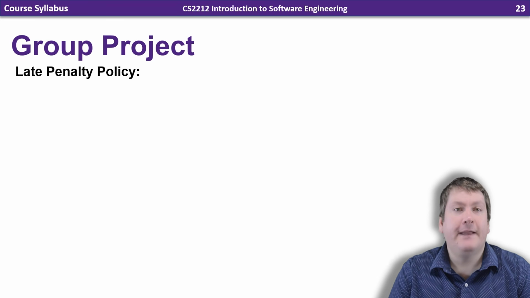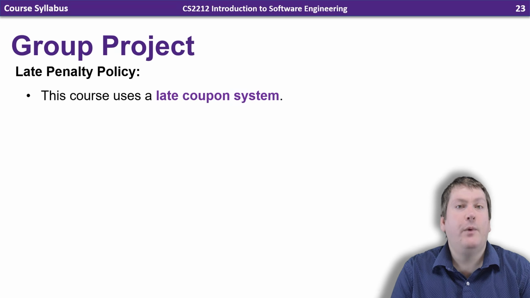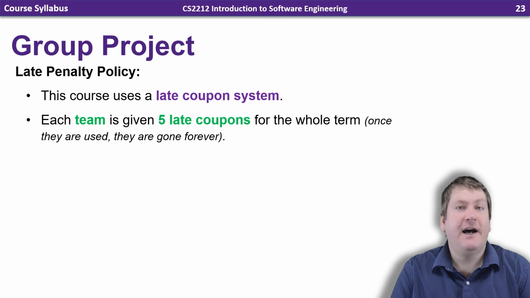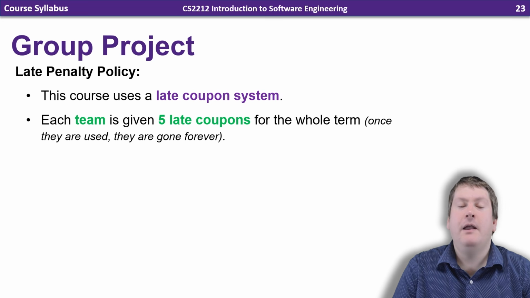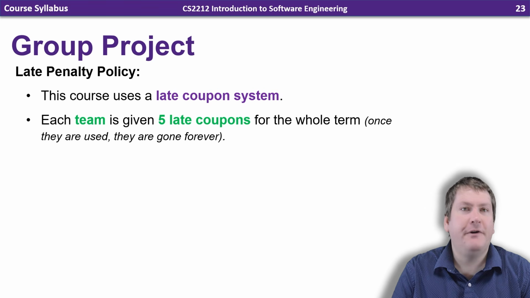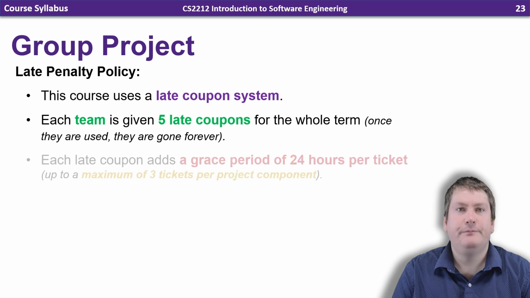Now, there is a late policy for these group project components. Specifically, these are only the components that you do as a group, the purple ones here. The way this is going to work in this course is we're going to have a late coupon system. Each team is going to be given 5 late coupons for the whole term, and once they're used, they're gone forever. These late coupons do not regenerate or come back after a group component. You have 5 for the whole term. If you use one on the requirements documentation, you don't have it for the next component.